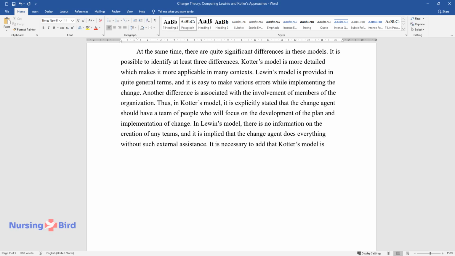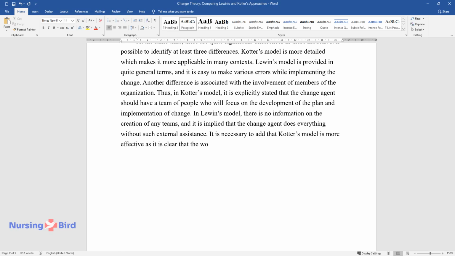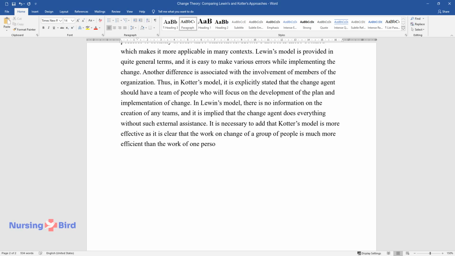It is necessary to add that Kotter's model is more effective, as it is clear that the work on change of a group of people is much more efficient than the work of one person.